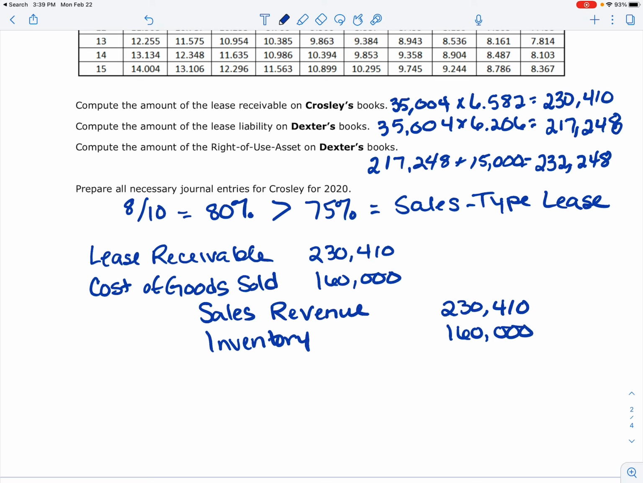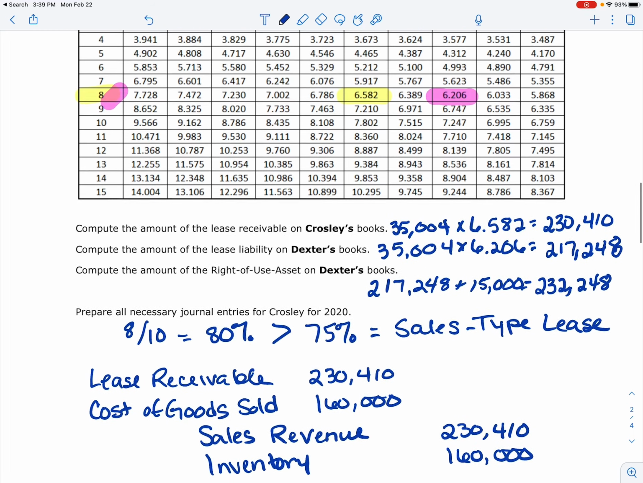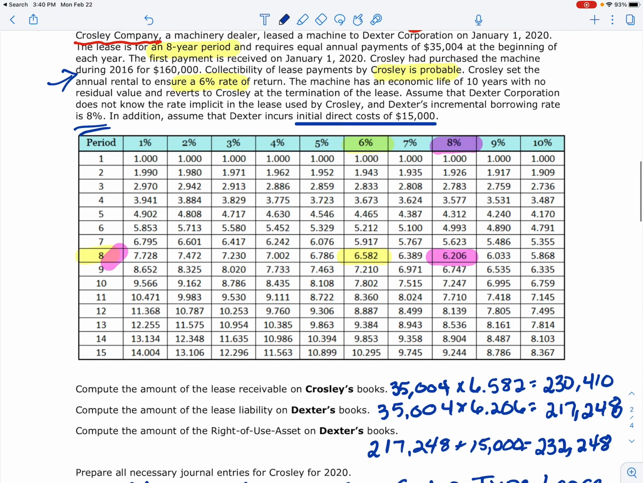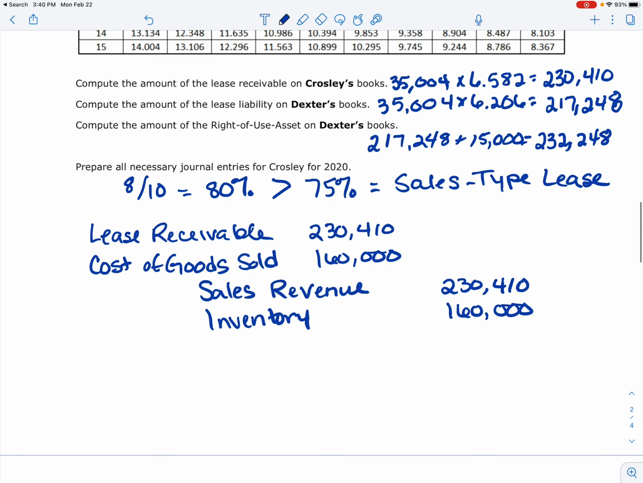Now we also have to record that first lease payment. Remember, they're receiving equal annual payments of $35,004 at the beginning of each year. So we need to record that we got that. We got cash, 35,004. And we're going to record that to our lease receivable to decrease that amount.